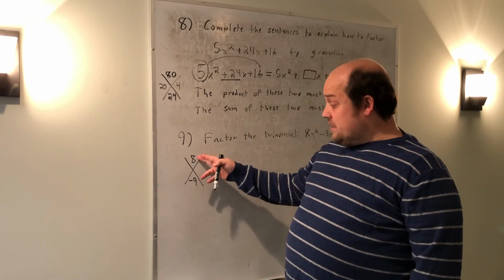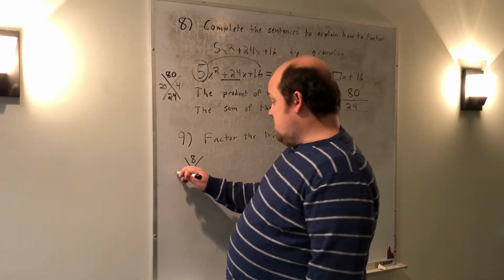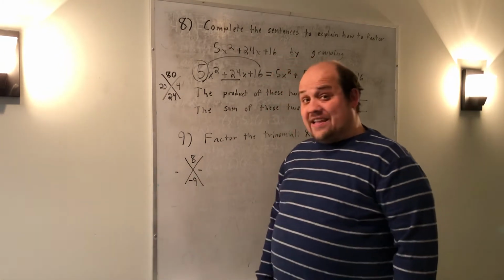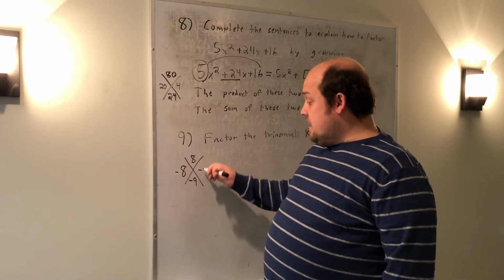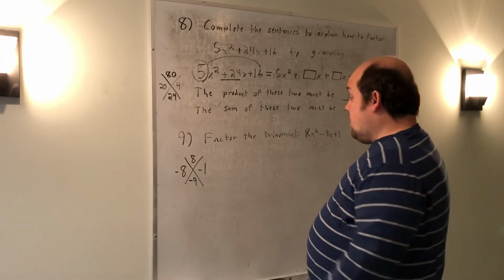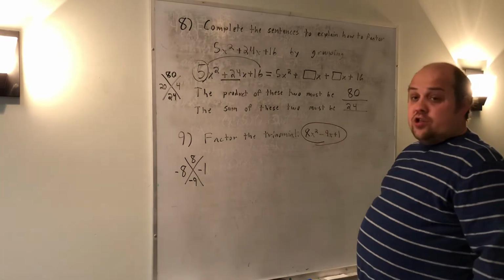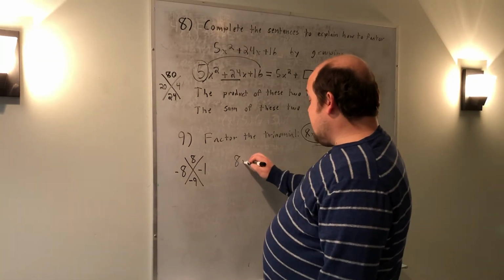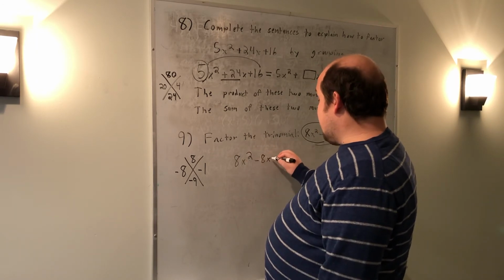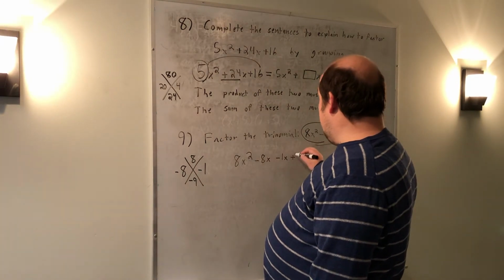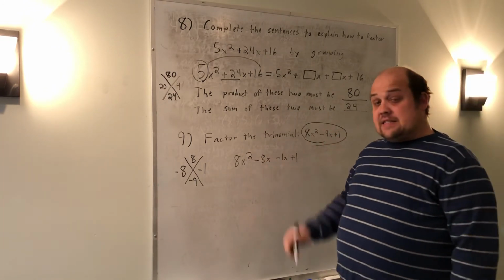If I'm looking for two things that multiply to a positive number and add to a negative number, they both have to be negative. So now I'm looking for two negative numbers that multiply to 8 and add to negative 9. That's going to be negative 8 and negative 1. Since I have these middle two numbers, what that really allows me to do is rewrite my original equation. So I'm now going to write it as 8x squared, instead of minus 9x, minus 8x minus 1x, and then plus 1.